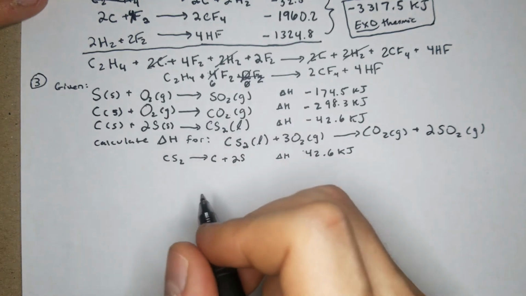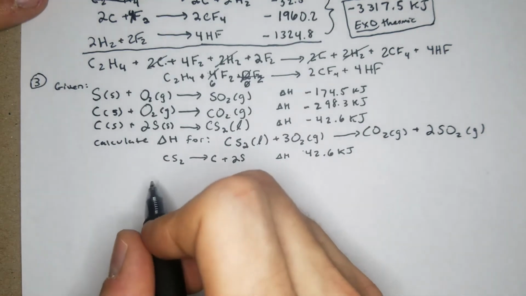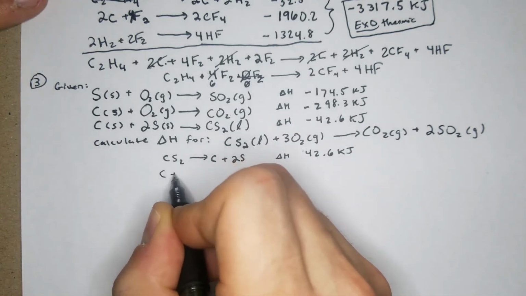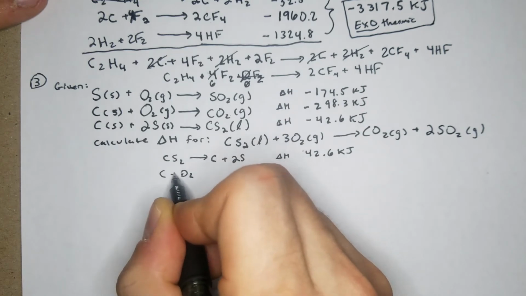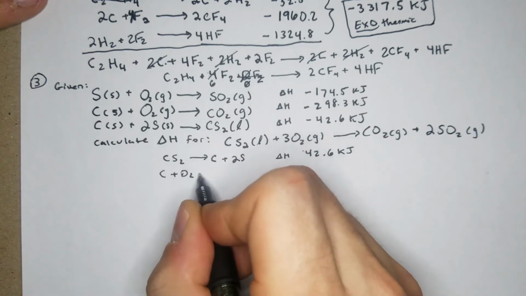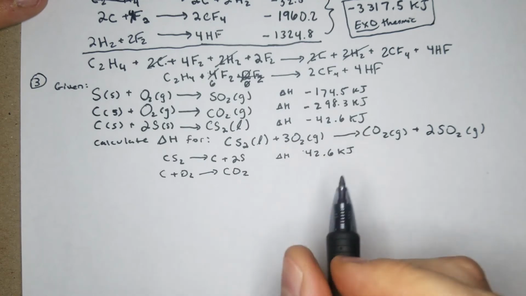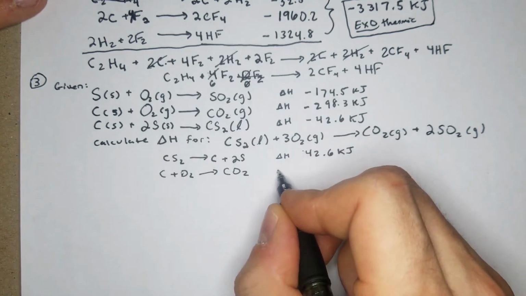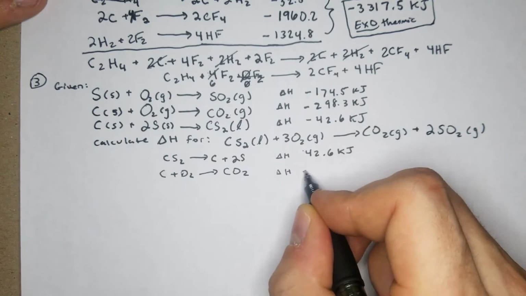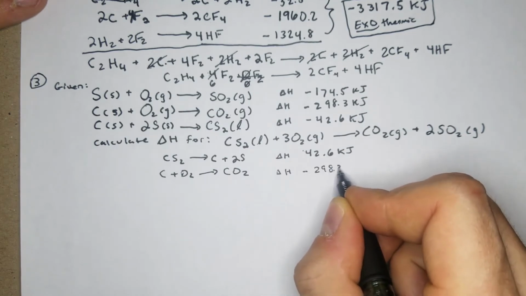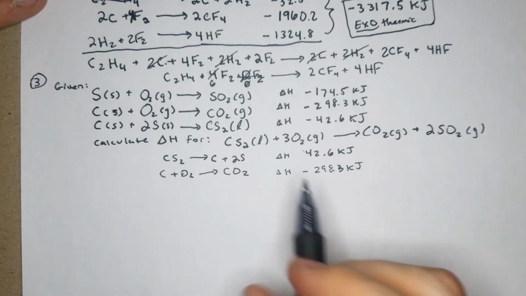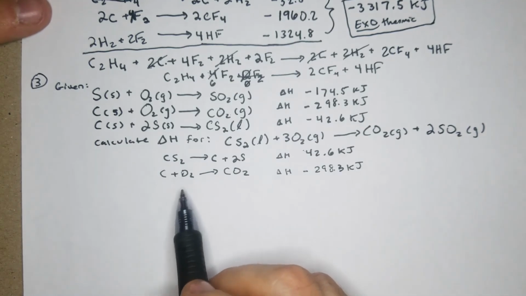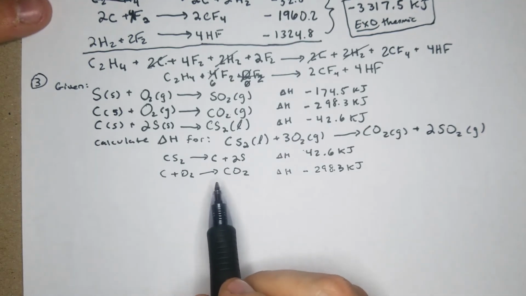So what we're going to do next is C plus O2 yields CO2. And that's going to be negative 298.3 kilojoules. We're actually going to stick to 1 for now. We're just going to do exactly what was given.